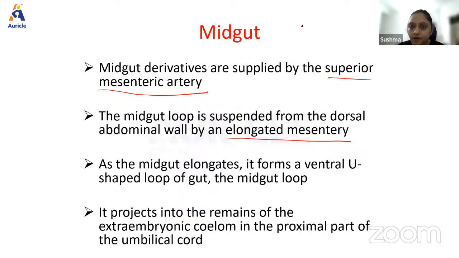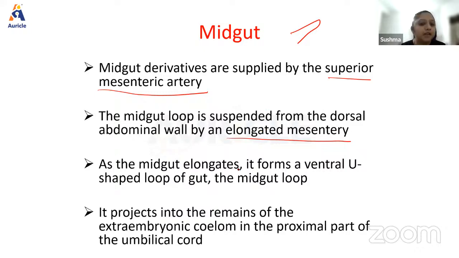In the foregut, what did we have? We had a liver coming like this, dividing the mesentery into 2. Remember all those things. They're all very, very important, guys. You cannot afford to get those questions wrong. But here also, the midgut loop is suspended by an elongated mesentery.